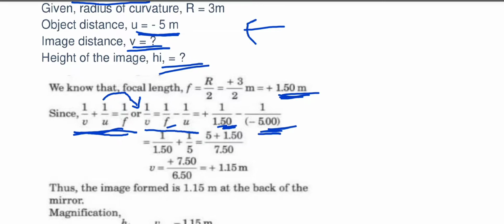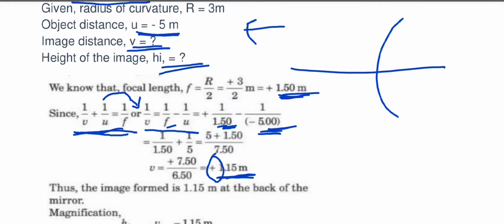So on solving this, we will get image as 1.15 meter. That is, the position of the image will be 1.15 meter. So whatever the position sign, you see the sign, it is plus. So if it is plus, I got it the right side. So this is where you will get the image. Plus indicates it is right side, virtual, erect.